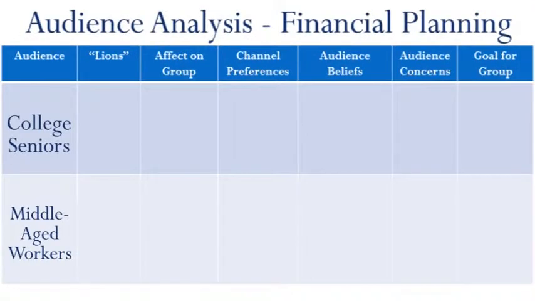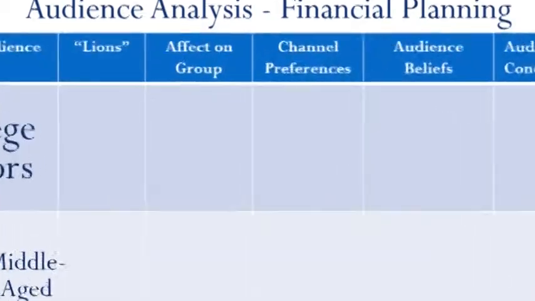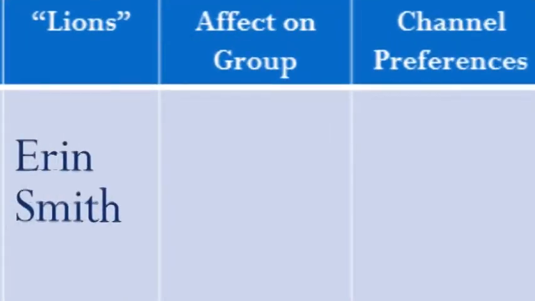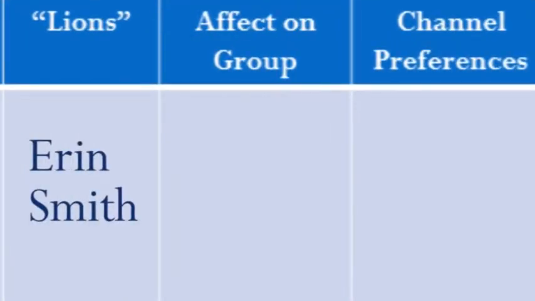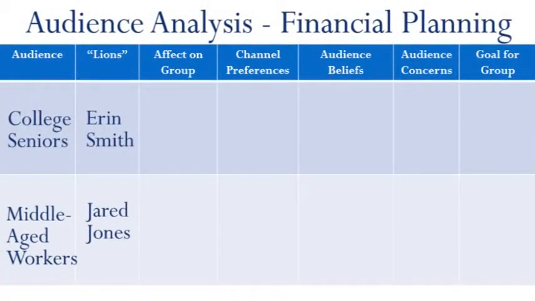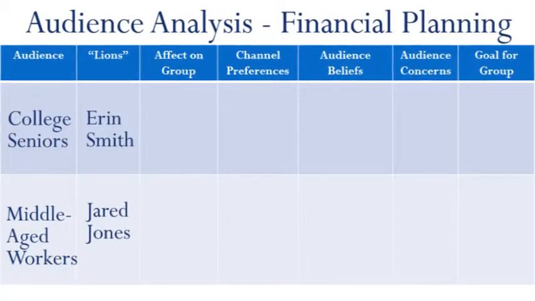Now in this case, let's assume that I've done some investigation and I've identified people who have high credibility. With the college seniors, let's say there's Aaron Smith, who I was told is viewed in high esteem with the group, and another individual with the middle-aged workers, Jared Jones, let's say, for example. The next step is using the conceptual lens of the lion for each audience or group. I want to identify a number of things.